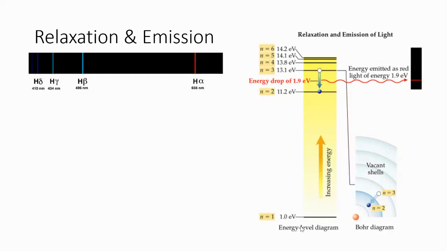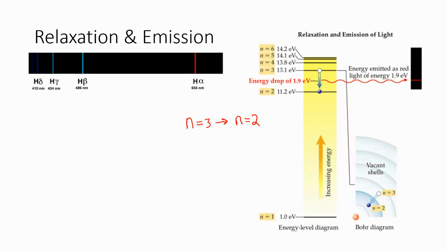We can write that. The typical transition like this one might be written such as n equals 3 goes to n equals 2. And I know that that is a relaxation process because the electron's going from higher energy to lower energy. When it does so, it has to get rid of energy in that process.